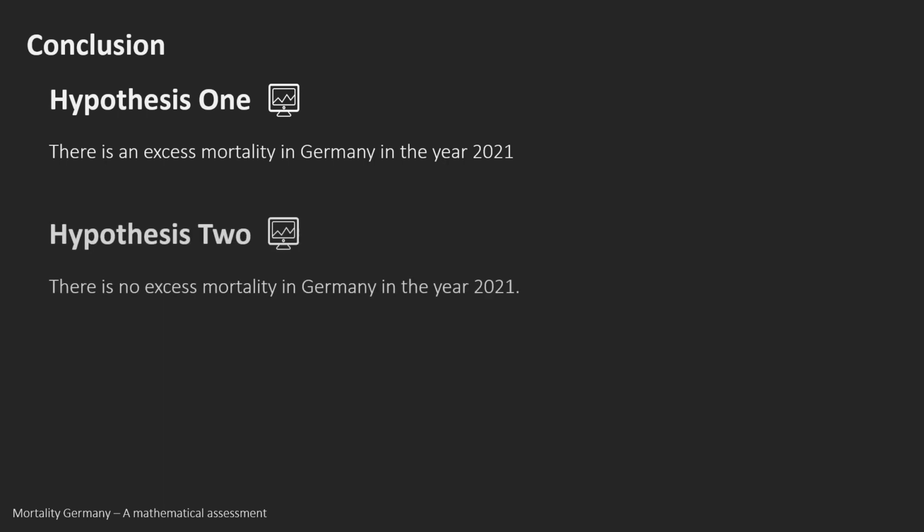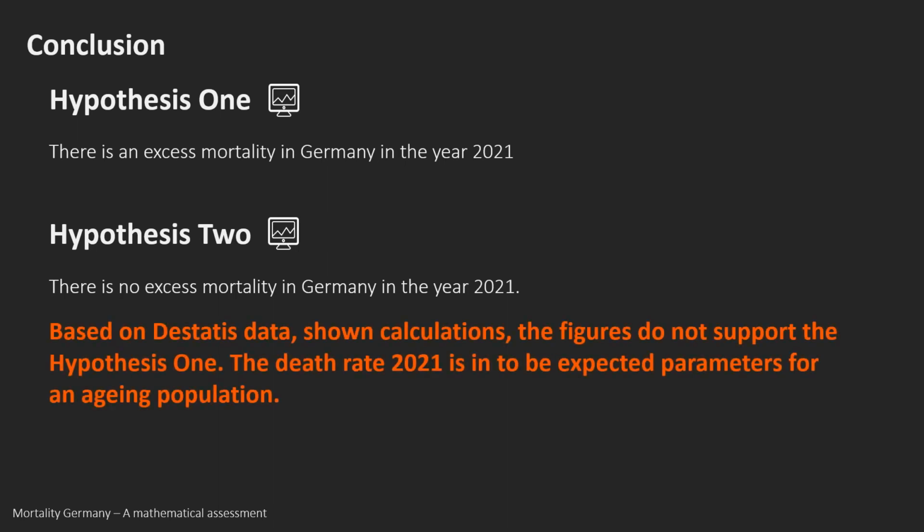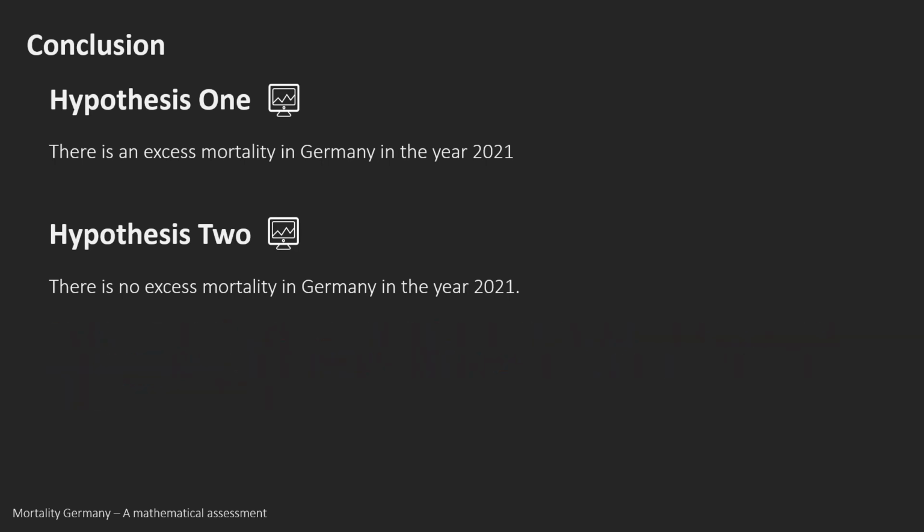Now, coming to the conclusion. Hypothesis 1 was there's an excess mortality rate in Germany in the year 2021. Hypothesis 2, there's no excess mortality in Germany in the year 2021. And then coming back to the definition, it means unexpected deaths. Now, as provided and shown, it was clearly possible to calculate how many deaths I would expect in the next year. Therefore, I will need to say that hypothesis 1 I was not able to prove. However, I was able to prove hypothesis 2, that I was able to calculate the expected deaths, and everything was in the expected parameter.